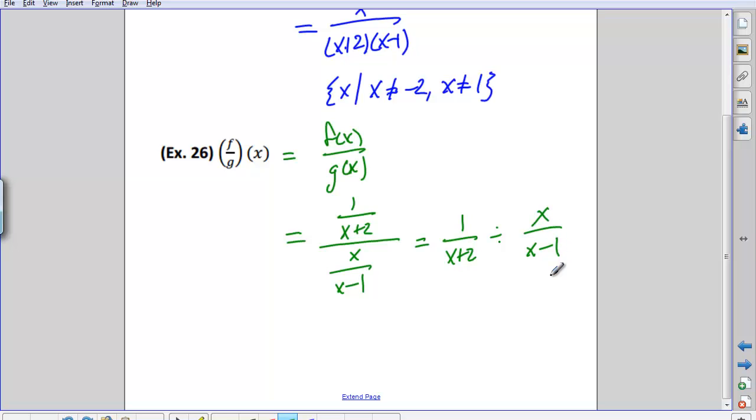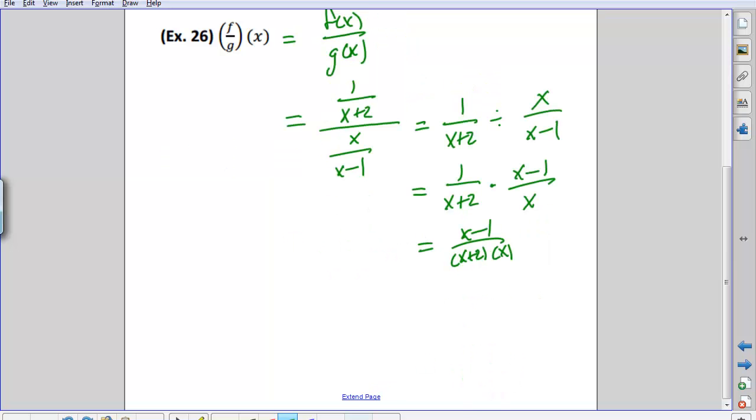Okay, hopefully maybe now you're seeing that if I'm dividing by this fraction, that's the same as multiplying by the reciprocal, right? So I can do that. And now just multiply across, I get x minus 1 in the numerator, x plus 2 times x in the denominator, and we can call that good. We can just leave that denominator factored out, it'll be fine. So that is f over g of x.